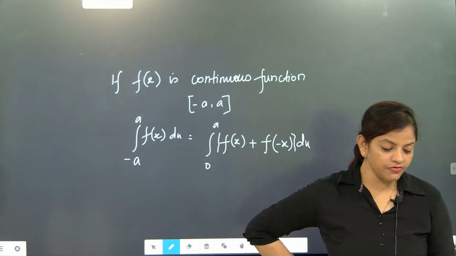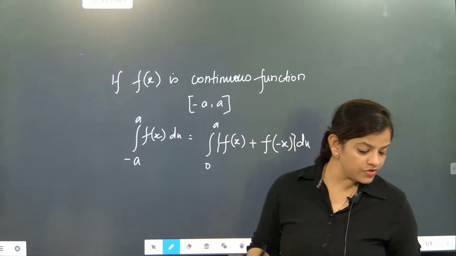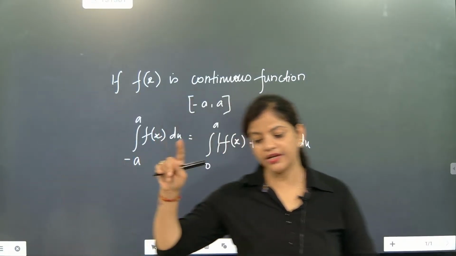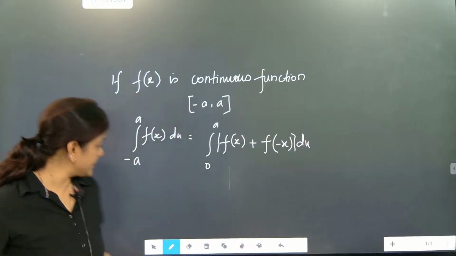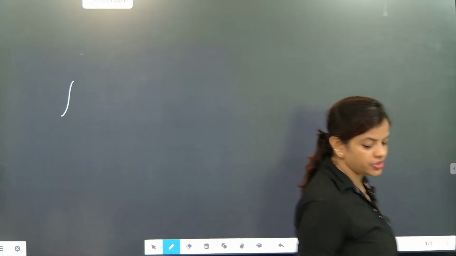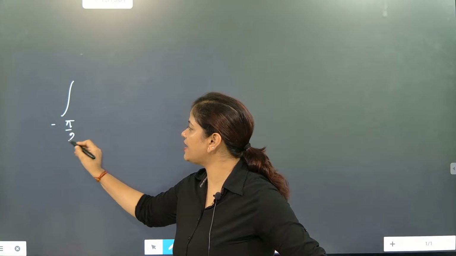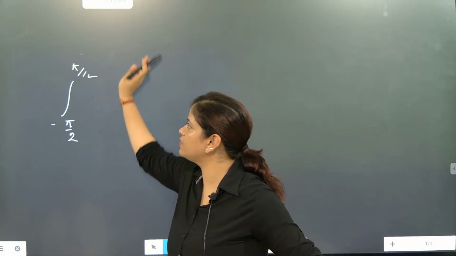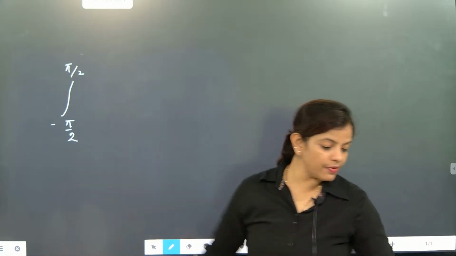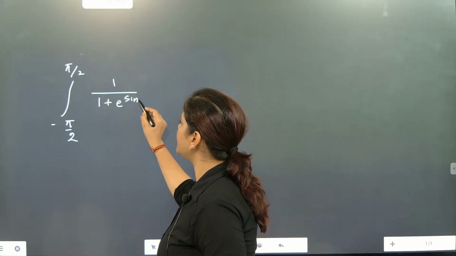Now, what type of questions are falling for this property? I'm writing the question. First, the simple question. This came in CBSE 2015. Write the year 2015. The question is the integral from minus pi by 2 to pi by 2. Lower limit is minus pi by 2, upper limit is pi by 2, of 1 by 1 plus e to the power sin x, dx.